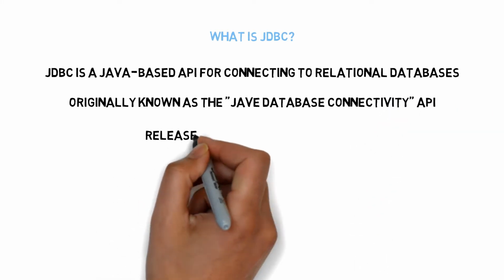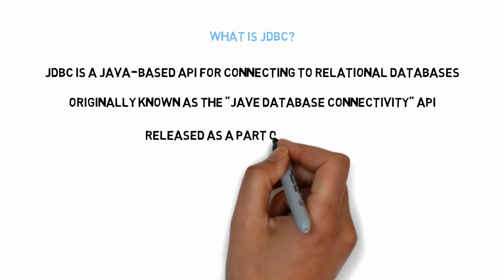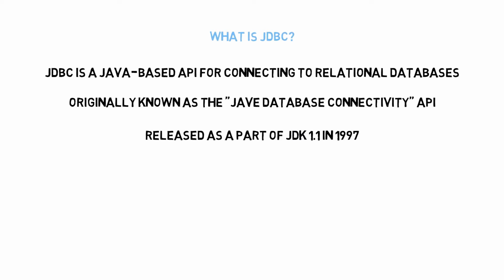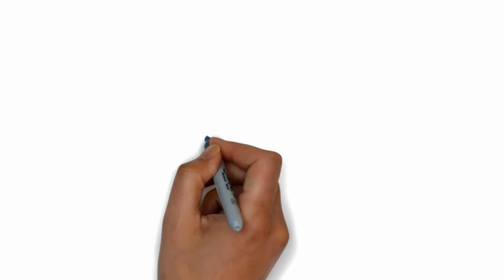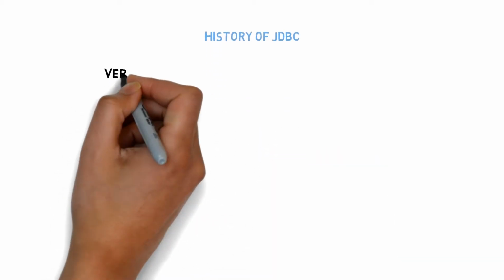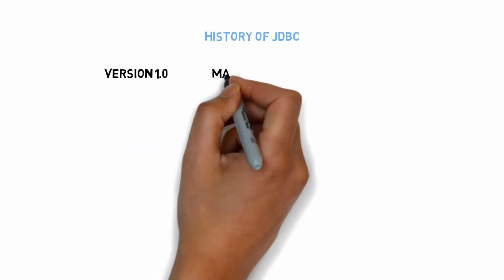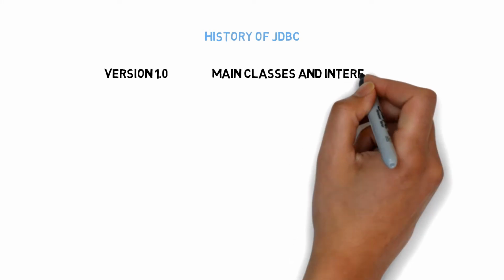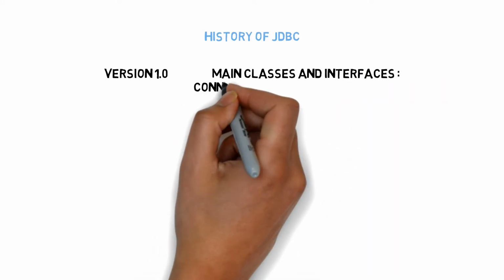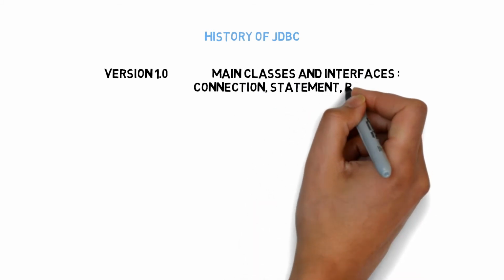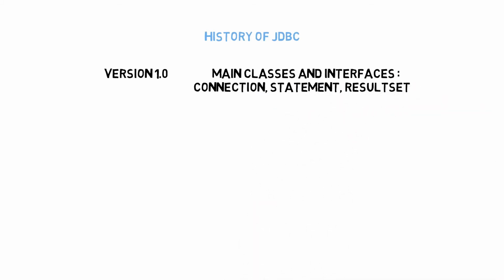JDBC was introduced into the Java programming language very early. It was included in JDK 1.1 in 1997, and has been a part of all releases of Java Standard Edition ever since. The history of JDBC is a history of added features and improved performance. The original release in 1997 included the main classes and interfaces that you'll find yourself using all the time, including the Connection interface, which lets you make your initial connection to a database, the Statement, which encapsulates SQL code, and ResultSet, which returns data from the server.